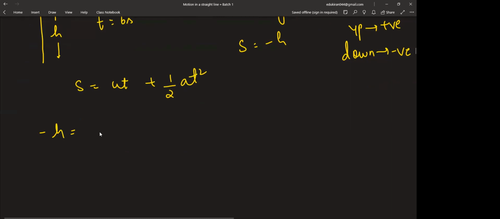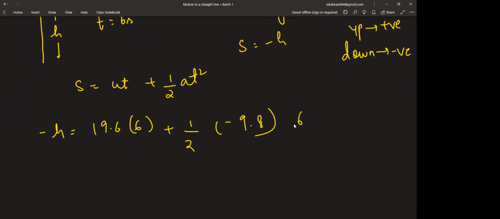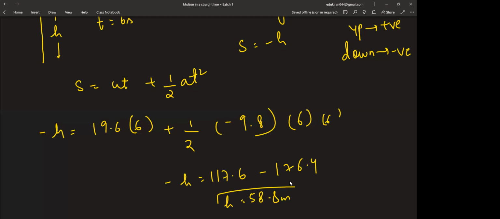Minus h is equal to 19.6 into 6 plus half into minus 9.8 into t square. What is time? 6 into 6. So minus height will be equal to 117.6 minus 176.4. So height should be around 58.8. Write it. One more question we'll see.